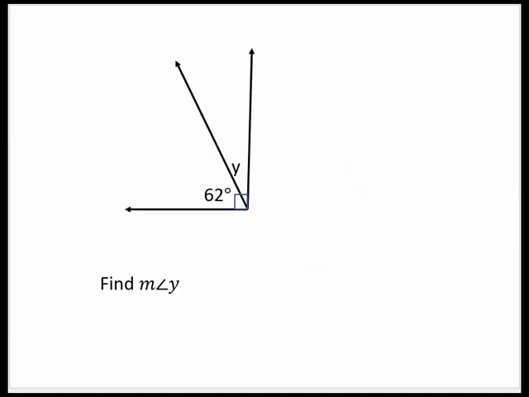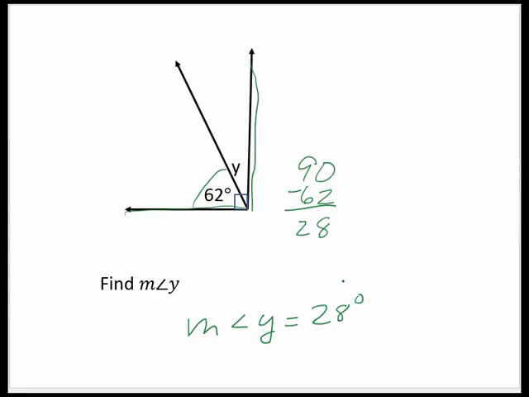Okay, look at these two angles. Whenever you see this little square right here, that means this angle is a 90 degree angle. So this angle, which is 62 degrees, plus this angle y have to add up to 90 degrees. So if we take 90 and subtract 62 from it, we get 28. So the measure of angle y is 28 degrees, and that's an example of two complementary angles. 62 degrees and 28 degrees are complementary. They add up to 90 degrees.